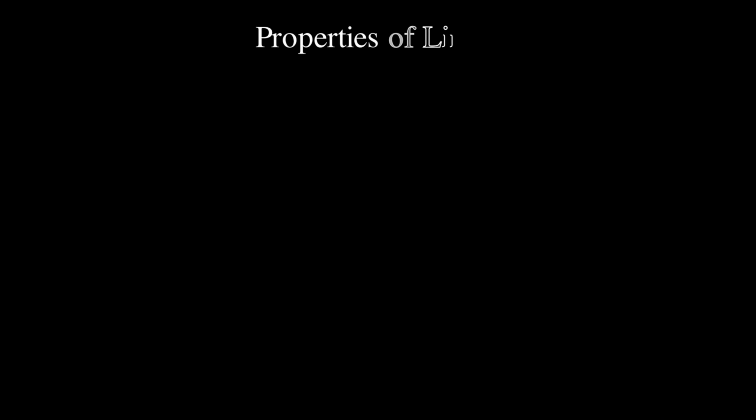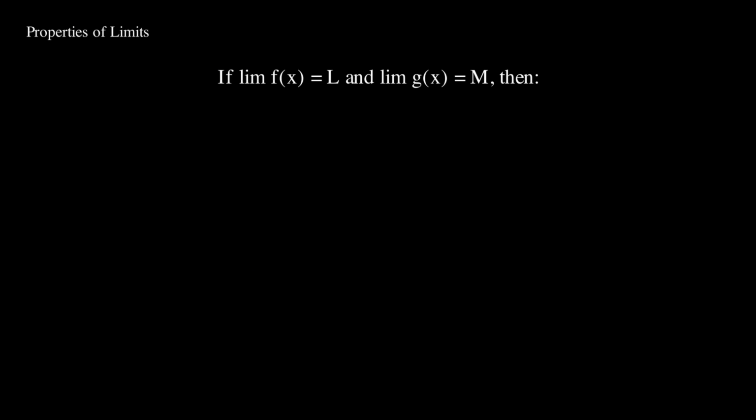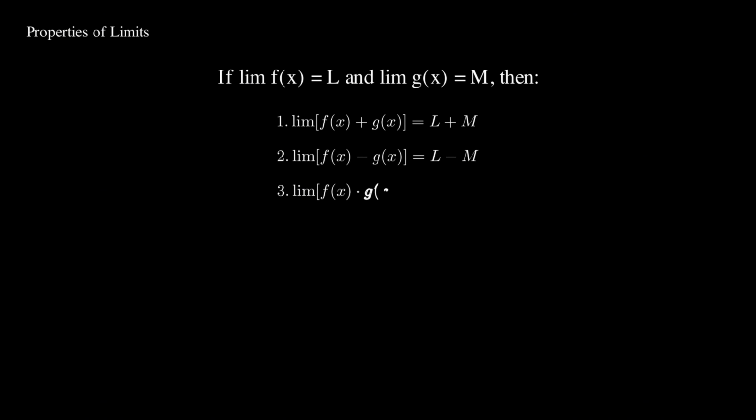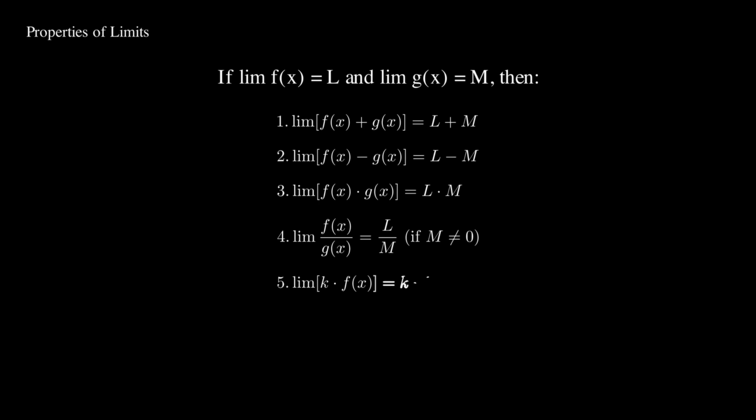Limits have super useful properties. If the limit of f of x equals L and the limit of g of x equals m, then the limit of f plus g equals L plus m. The limit of f times g equals L times m. The limit of f divided by g equals L divided by m, provided m is not 0, and also constant multiples, powers, roots, and so on.